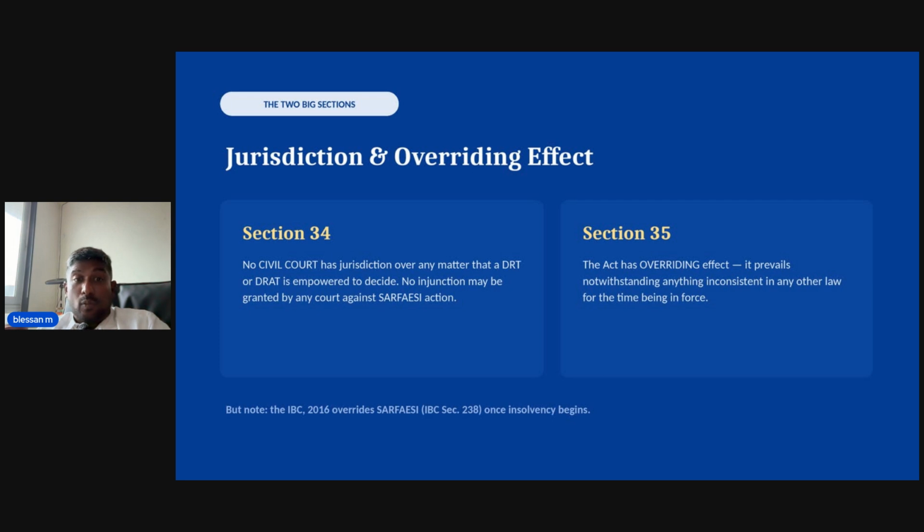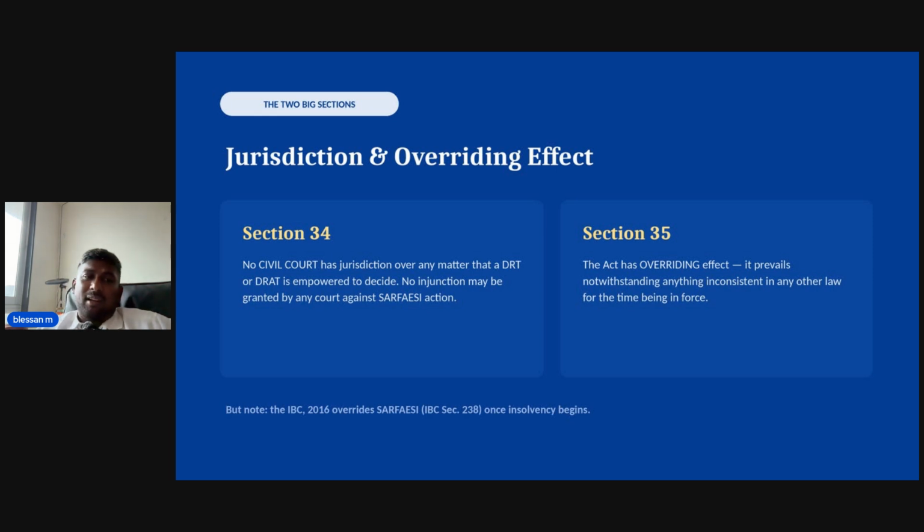And jurisdiction and overriding effect, this is very important. No civil court has the jurisdiction to try any matter that DRT or DRAT is empowered to decide. Again, no injunction may be granted against SARFAESI Act. So if there is any SARFAESI Act matter, the only forum to try is DRT.